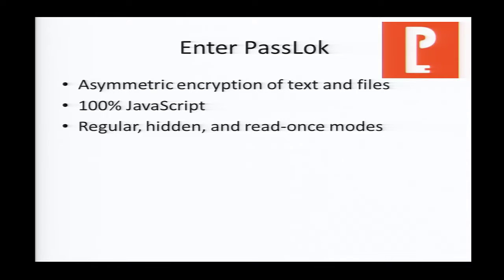Hidden is that it doesn't look like you have encrypted anything. So that's a thought for places where people might live in a repressive regime, where they're getting their email filtered or something, it won't look like it's encrypted at all. And read once is, like we saw in the previous presentation, should you wish to accept it, you can accept it because this message cannot be read again, period. It just cannot be read again. It's self-destruct messaging through email.